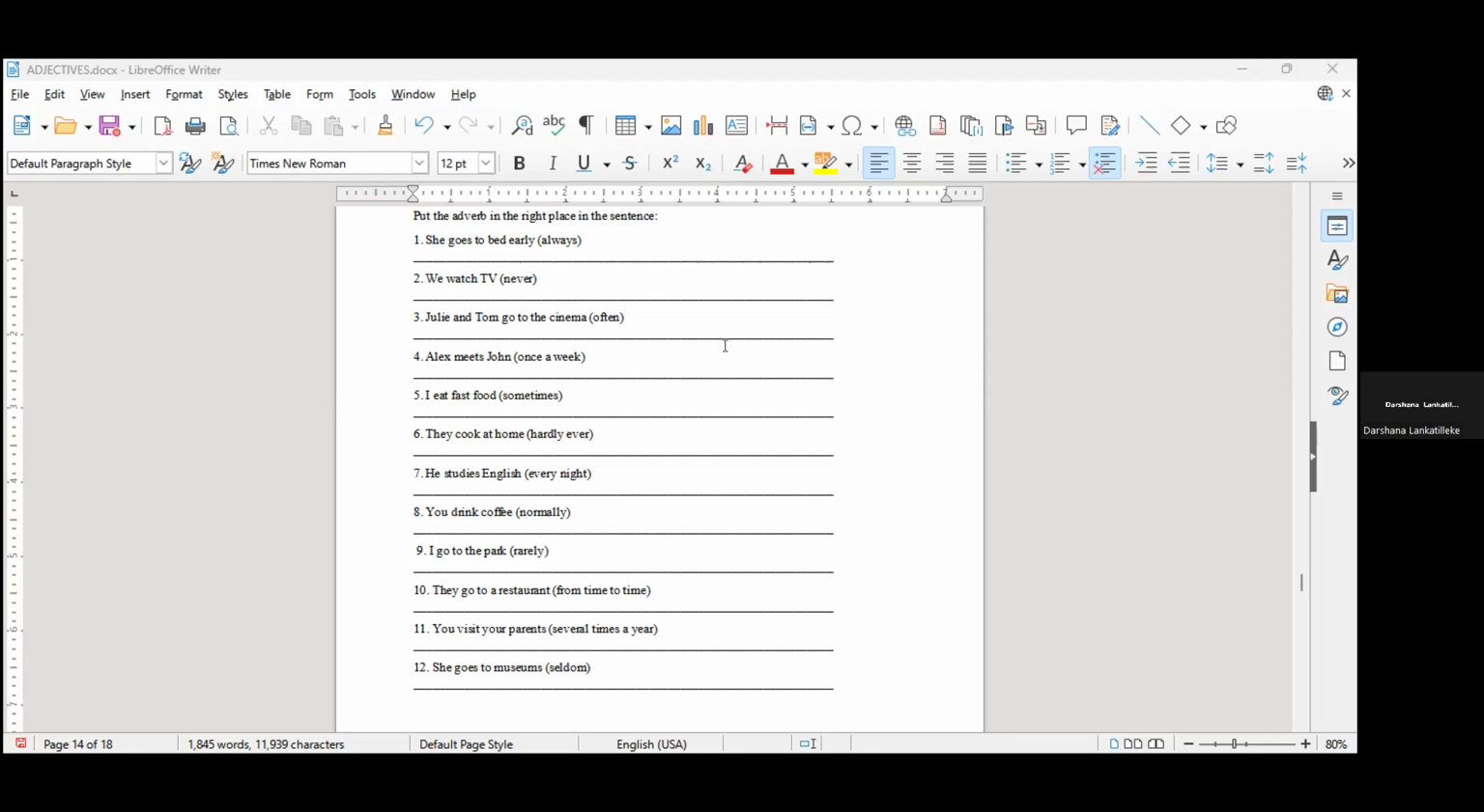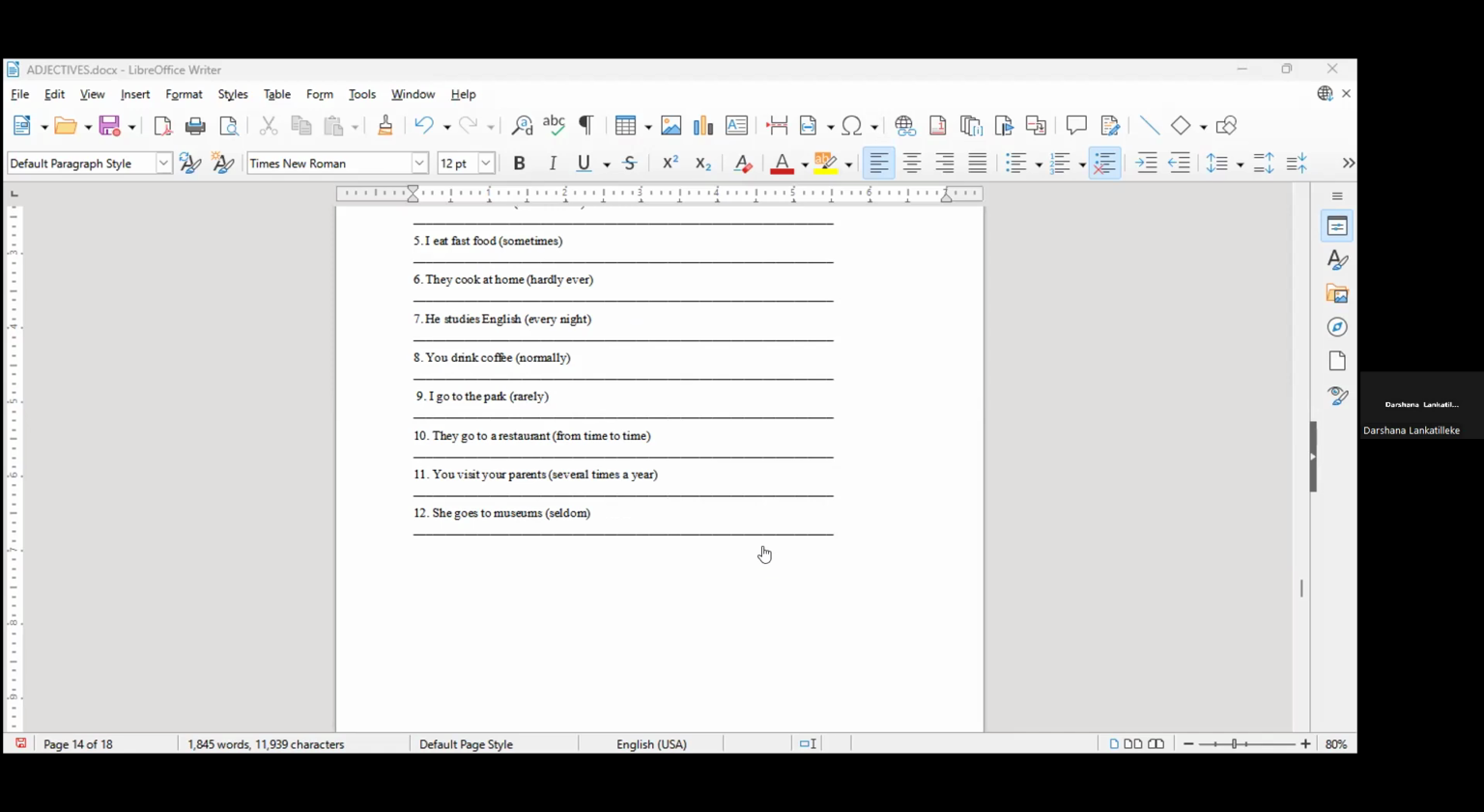Then he studies English every night. Every night is a time adverb. So you can put it at the end of that. Okay. Then he studies English every night. Then you drink coffee normally. Normally is a frequency adverb. Then you can say you normally drink coffee.